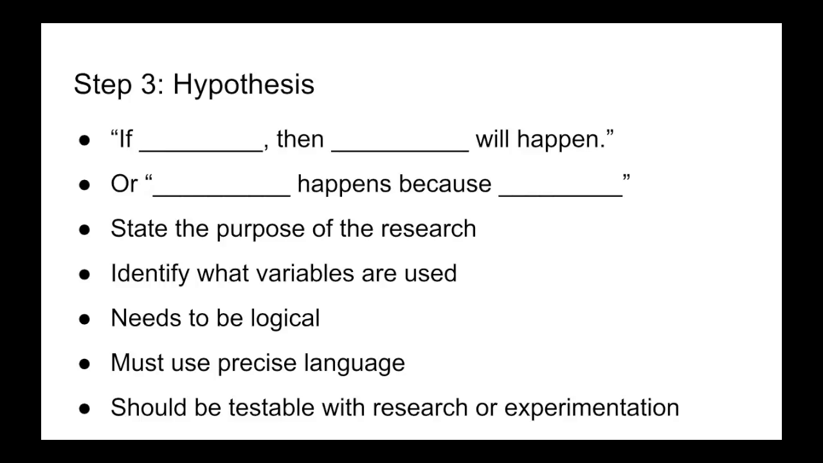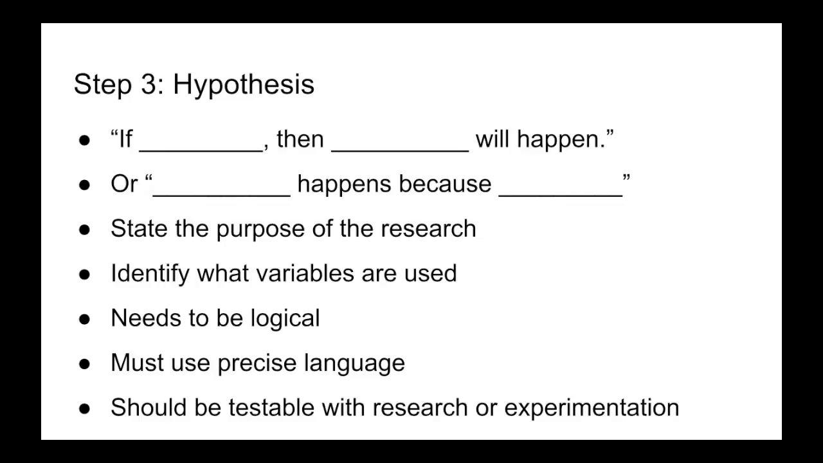So here's step 3, the hypothesis. There are 2 main ways that you should format your hypotheses: if this, then this will happen, or this happens because this. The key points in a hypothesis are: you need to state the purpose of the research, identify what variables are used, and it needs to be logical, use precise language, and it needs to be testable with research or experimentation.